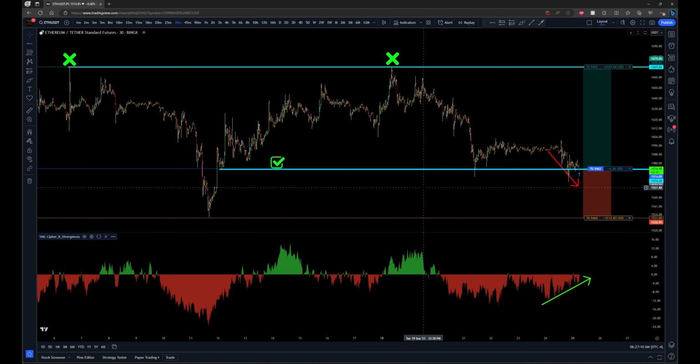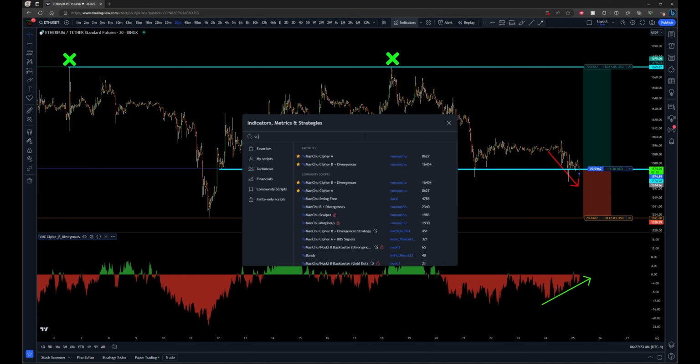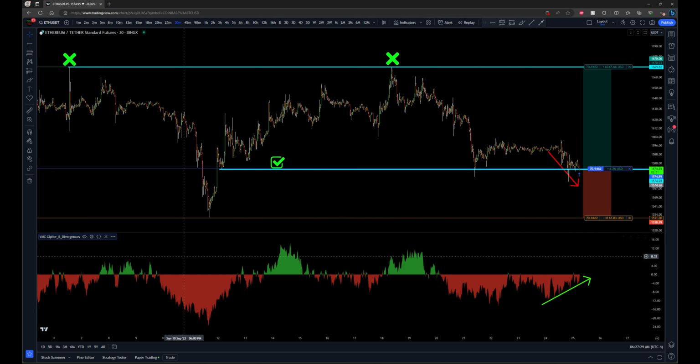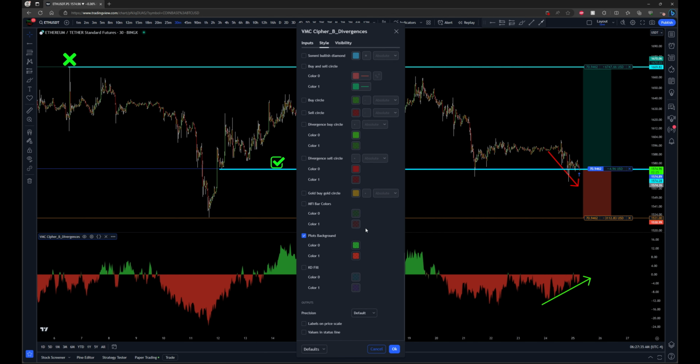All right, so let's break down this trade setup and why it meets the criteria for my stop loss hunt divergent strategy. First, just going to show you the indicator being used here. It's called the Fu Manchu Cypher B Divergences. It's free on TradingView. So if you just type in Fu Manchu Cypher B plus Divergences by Fu Manchu, really popular indicator. What I've done with it in the settings is just change the style. I got rid of everything except for the plot's background for the money flow.